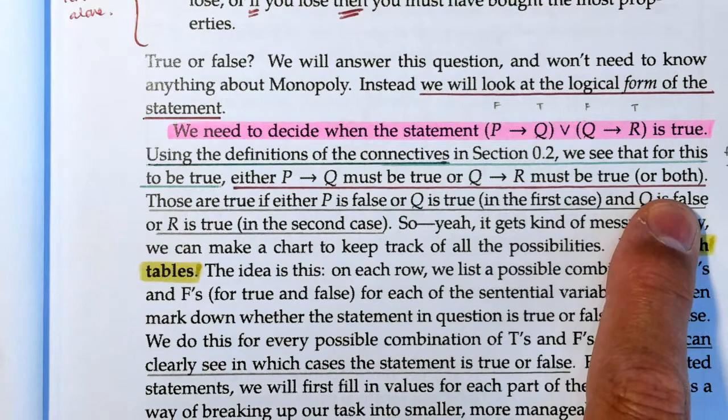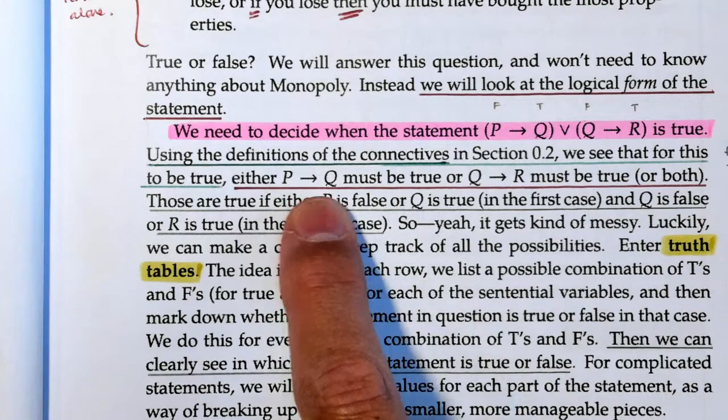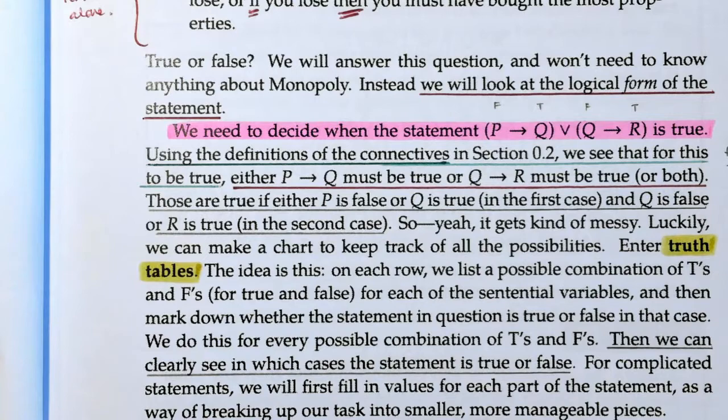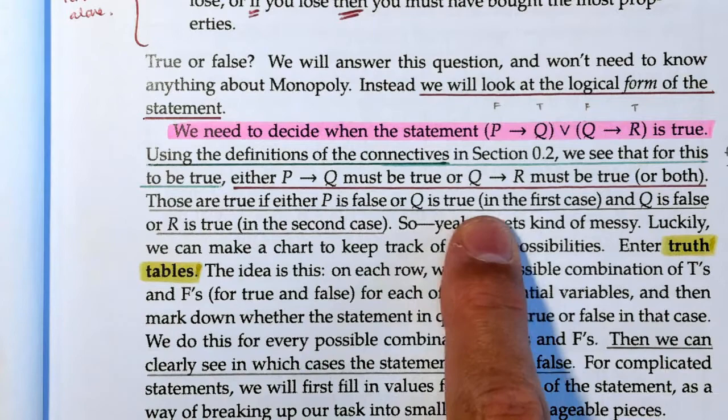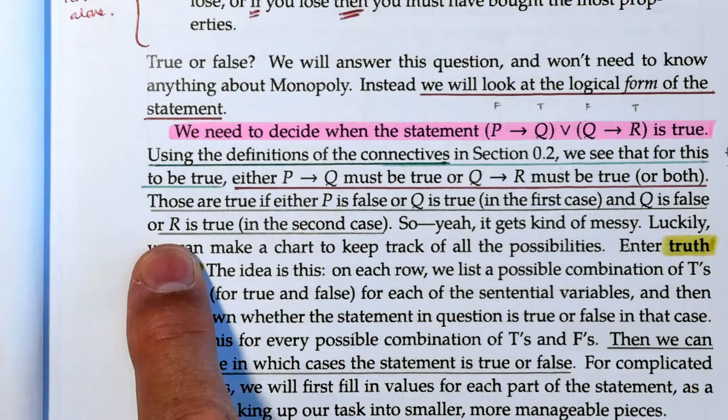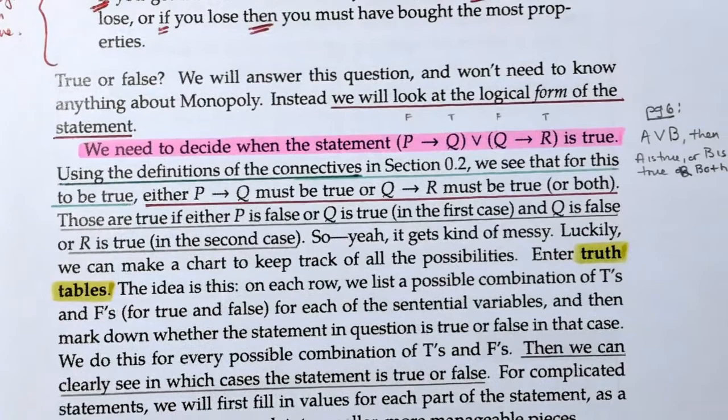Those are true if either P is false or Q is true in the first case, or Q is false or R is true in the second case. Now remember, on page 6 of your book, A or B means that A is true or B is true or both. Okay, very important that you know and remember what we learned.